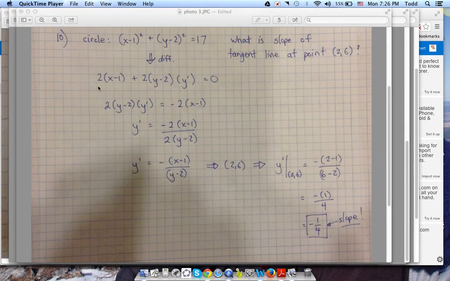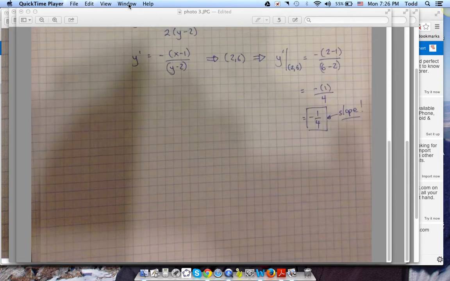Okay, what was this one? All right, this one gave you the equation for a circle, and again asked you to differentiate. So once again, you need implicit differentiation, and you can see this 2 ends up disappearing on you, so it just kind of ends up looking like this. And then the question actually asks, what is the slope of the tangent line at this point? So once you've got the slope function, you need to plug in 2 and 6, and there's the answer, -1/4.